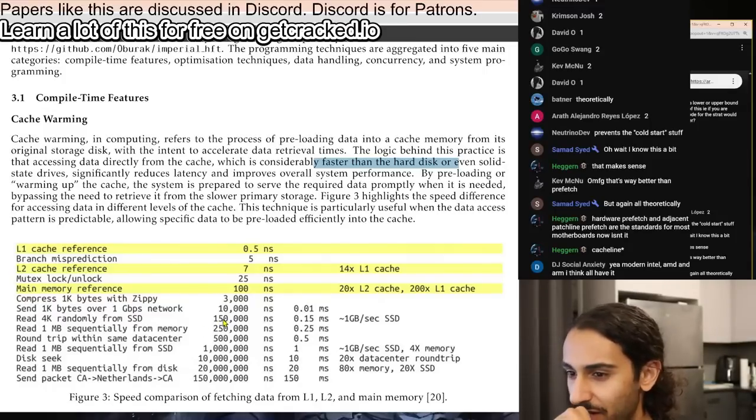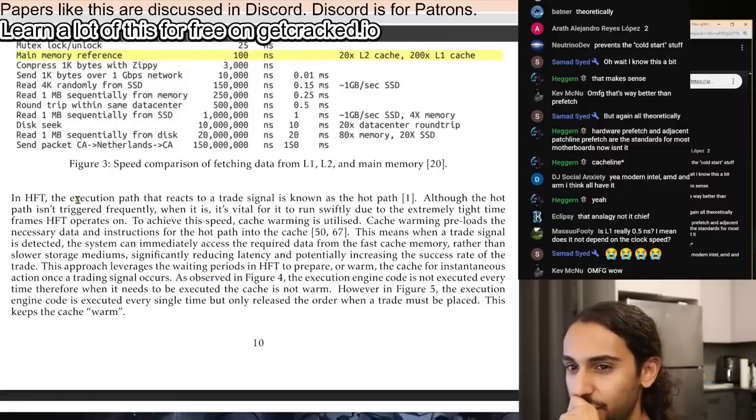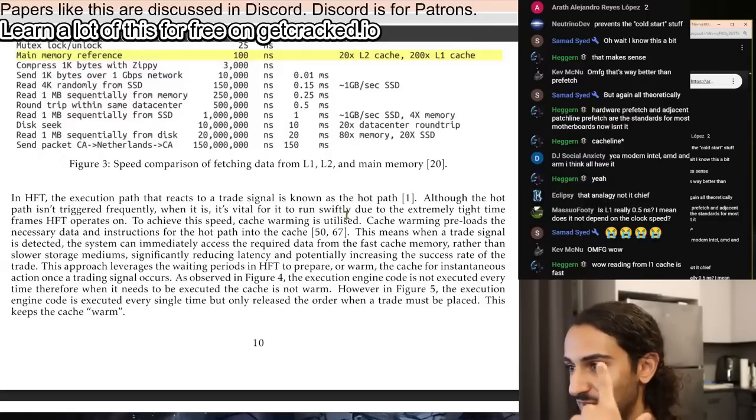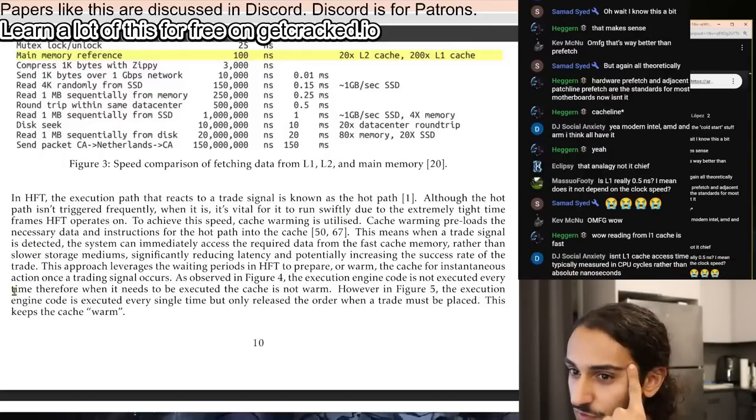That's 3 million times slower. In HFT, the execution path that reacts to a trade signal is known as the hot path. Although the hot path isn't triggered frequently, when it is, it's vital for it to run swiftly due to the extremely tight time frames HFT operates in.